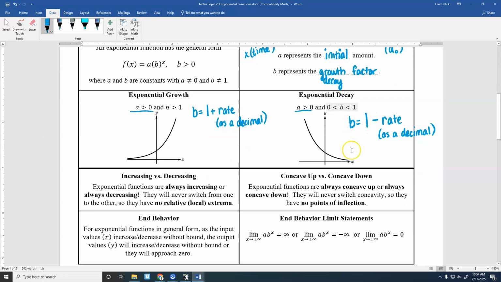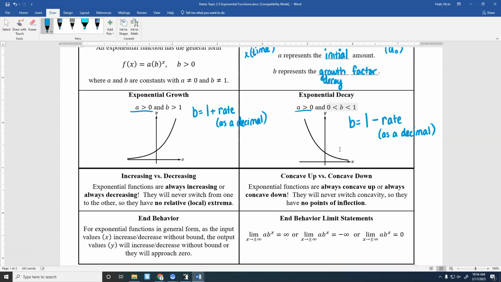Some of the things that we're going to talk about with exponential functions are some of the same things we've talked about with the other types of functions we've looked at so far. So we need to know about whether exponential functions are increasing or decreasing. The thing about exponential functions is they are either always increasing or they are always decreasing.